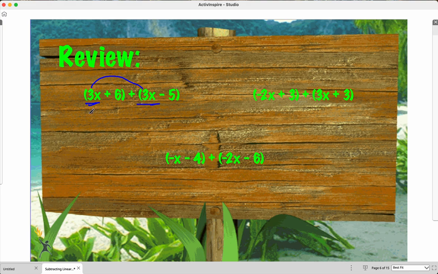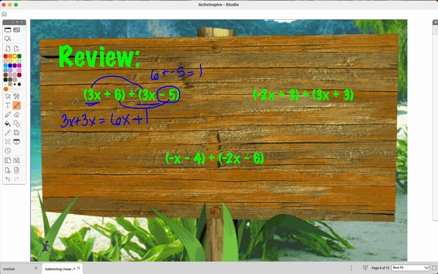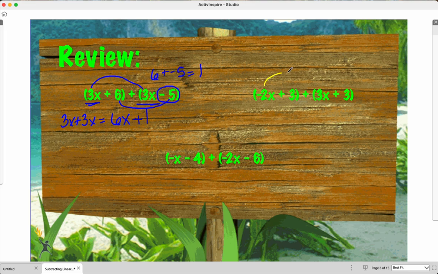3x can be combined with 3x, so we can rewrite it saying 3x plus 3x is equal to 6x. And we can come over here and do the same thing with 6. And we said now we're not looking at it as 5, but as negative 5. So it becomes 6 plus a negative 5, which ends up with a positive 1. So I end up with 6x plus 1. We switch colors to make this a little easier for you guys to see. And do the same thing here.